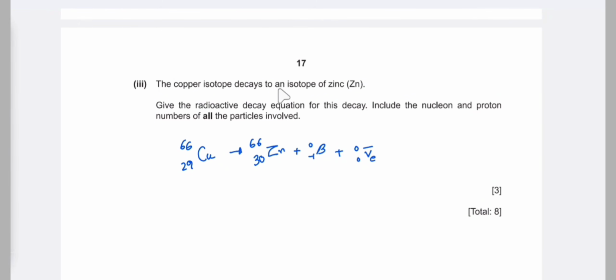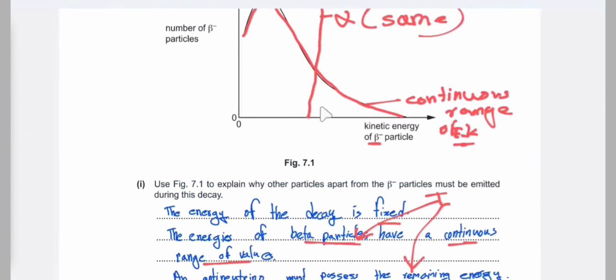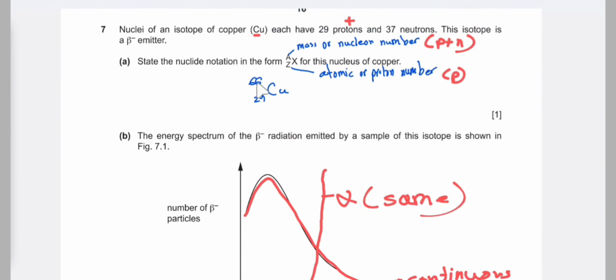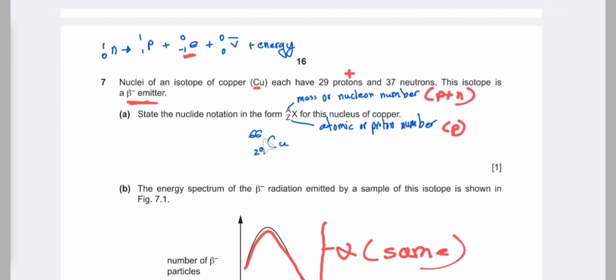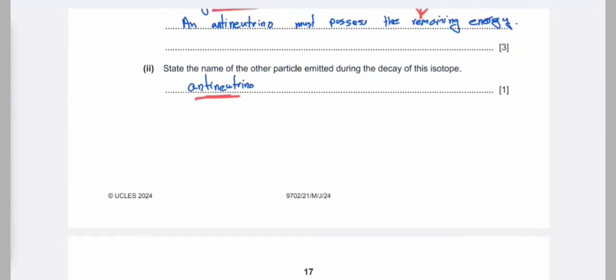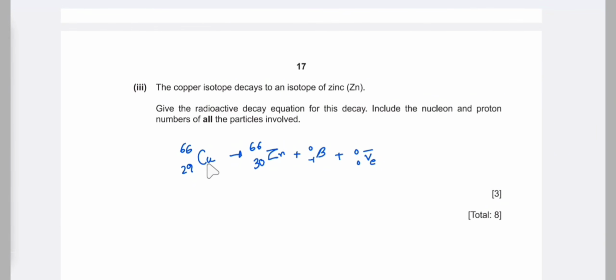Then the copper isotope decays to an isotope of zinc. Give the radioactive decay equation for this decay. Include the nucleon and proton number of all the particles. So initially we know that copper has the symbol copper 66, 29, and copper is a beta minus emitter. Since it is a beta minus emitter, one neutron from copper changes to a proton and a beta minus particle. So first of all, copper 66, 29 changes to zinc plus a beta minus particle plus an antineutrino.